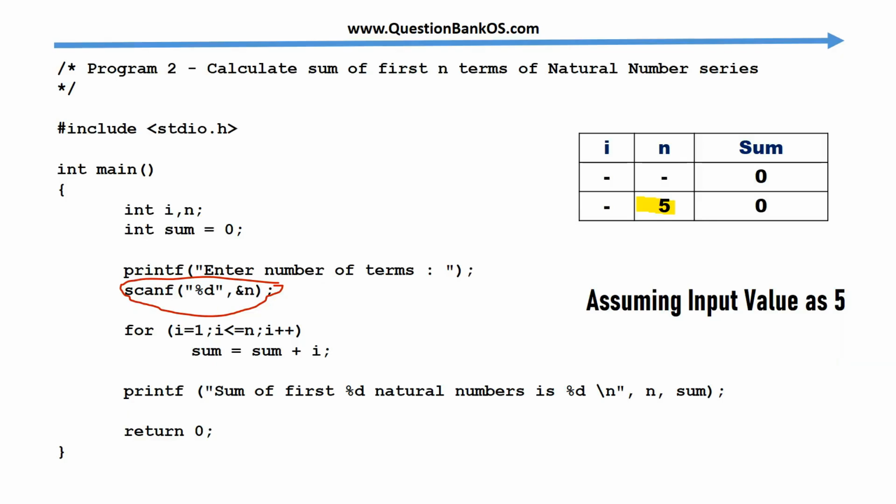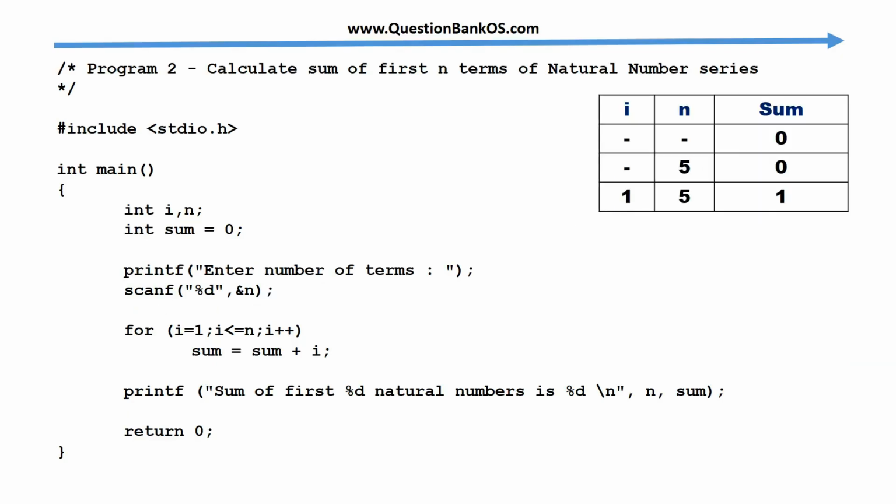After that, we accept the input from the user. We are asking the user to enter the number of terms. Then the user will enter the value. That value will go into variable n. Now this variable n, which earlier was not defined, is now defined. It has got a value 5, if we consider the input entered by the user is 5.